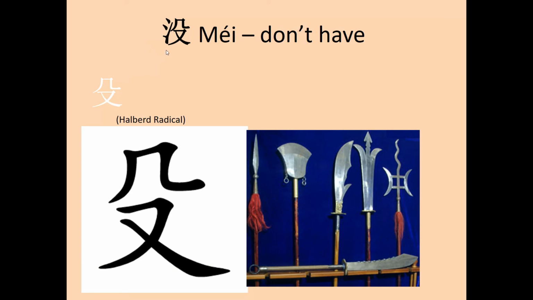The last character you have to trace is mei, and we practiced this during the family lesson. It has the water radical, and then this is the halberd radical, which is a type of spear. Not very helpful to you. You just have to memorize it, mei.